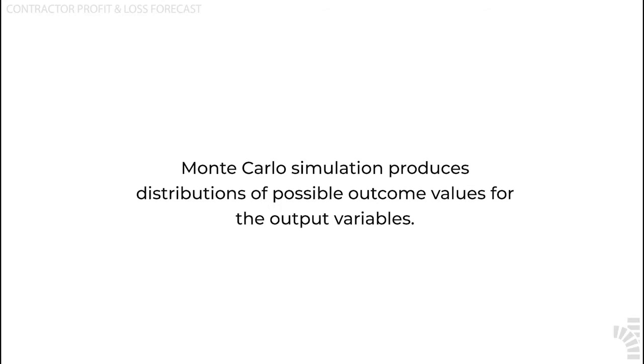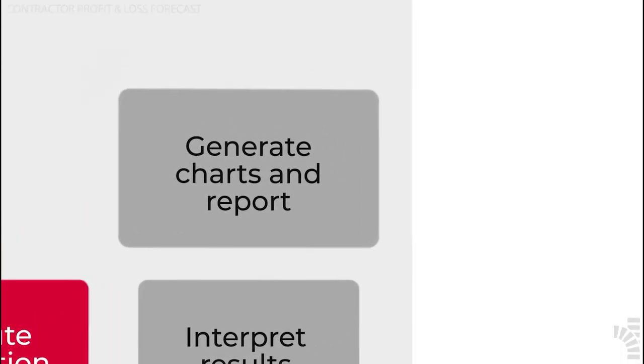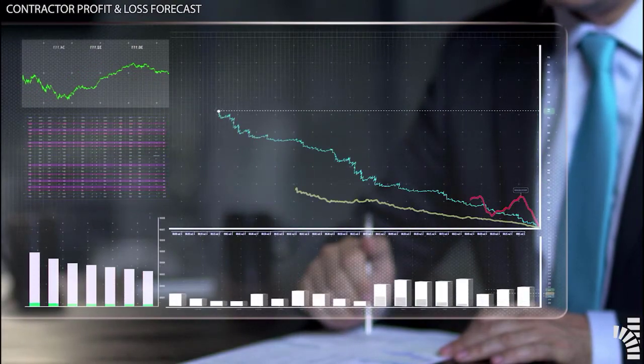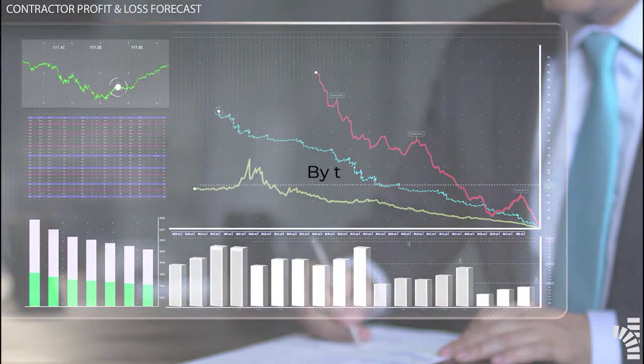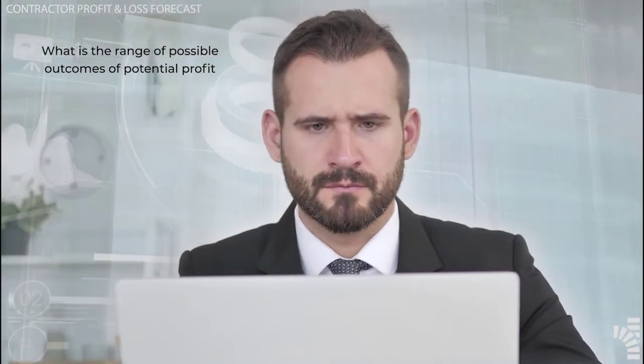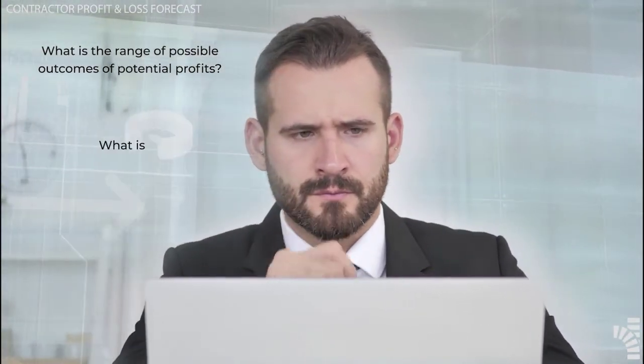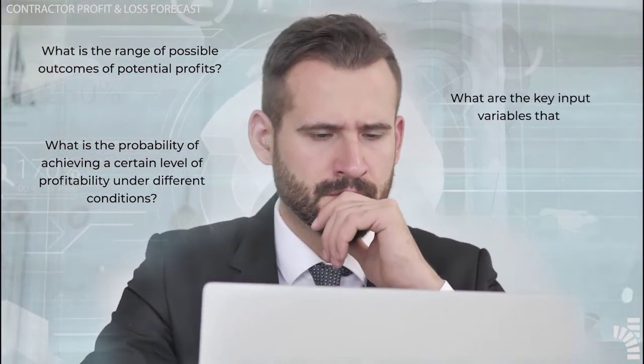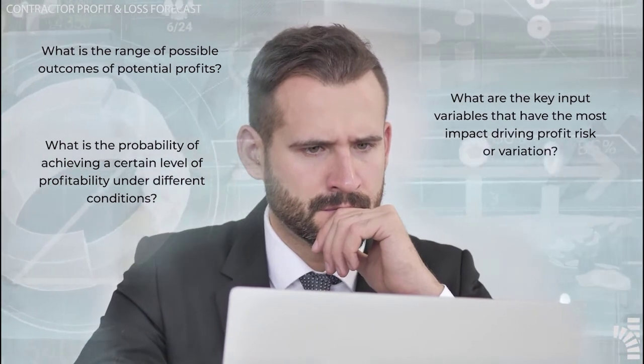@RISK, number 7, offers an array of different charts and reports to summarize and easily interpret the outcomes of output variables after a simulation is performed. By taking a look at the different charts and reports, the decision maker in this case is able to answer questions such as the following. What is the range of possible outcomes of potential profits? What is the probability of achieving a certain level of profitability under different conditions? What are the key input variables that have the most impact driving profit, risk, or variation?